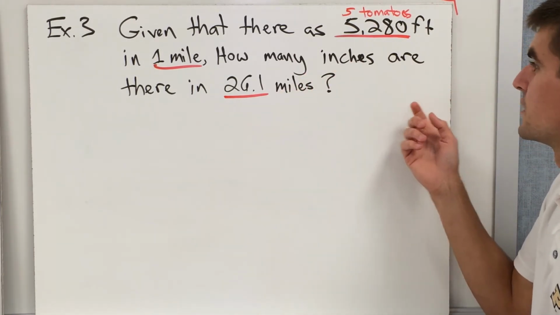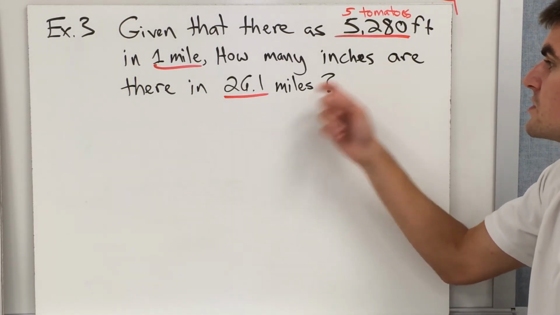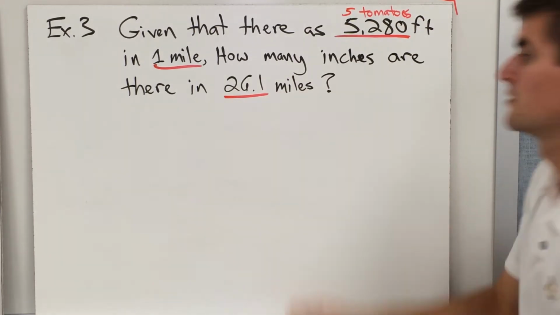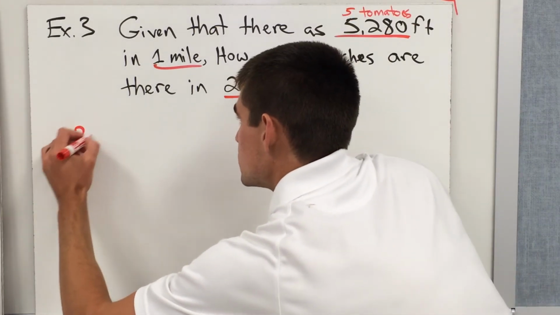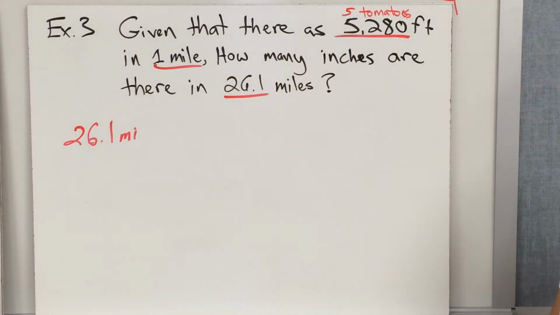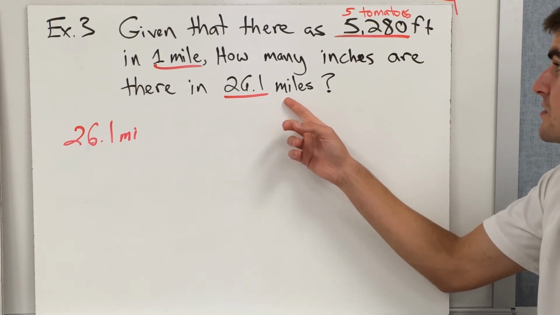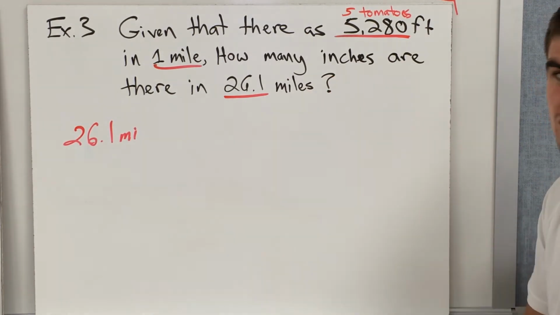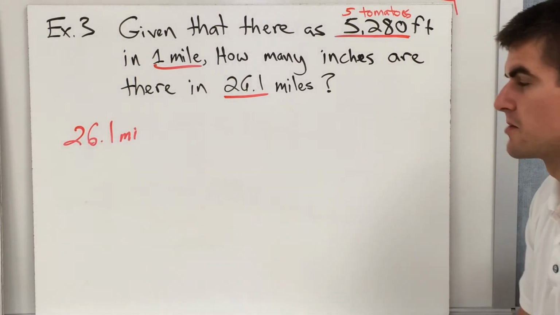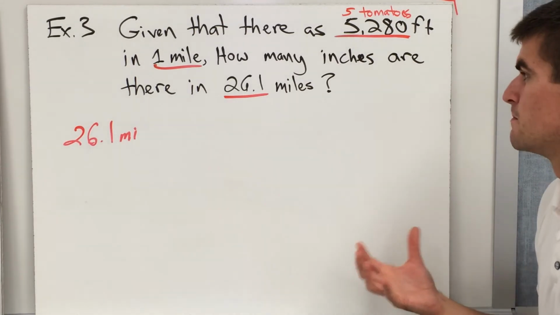But back to the problem here. So this is the number we're going to start with. We want to know how many inches are in this many miles. So let's start there. 26.1 with the label miles. Now can I go directly from miles to inches? Not off the top of my head, I don't know how many inches are in a mile. So what's kind of an intermediate?